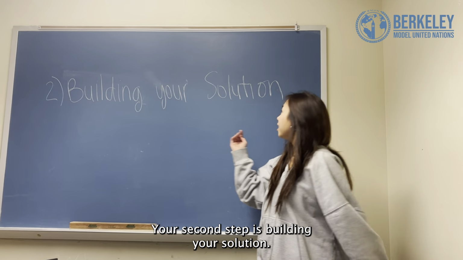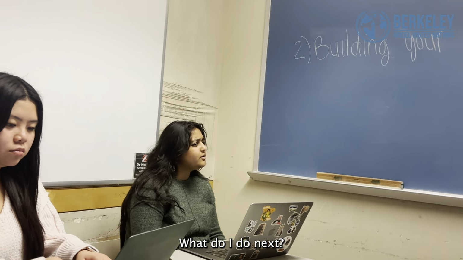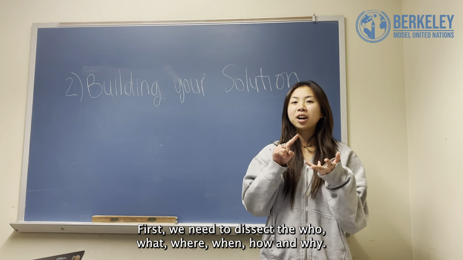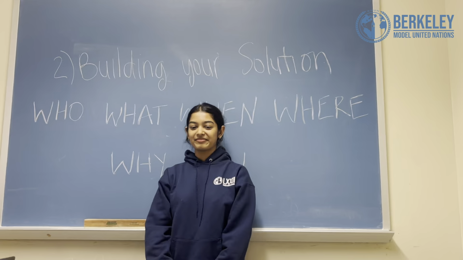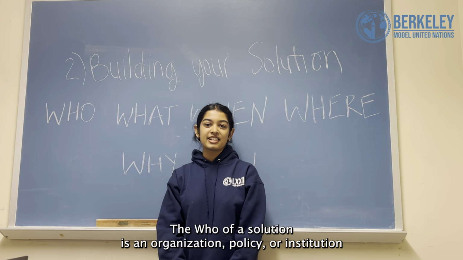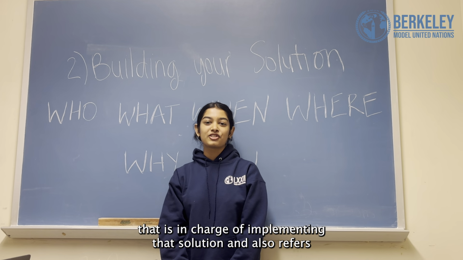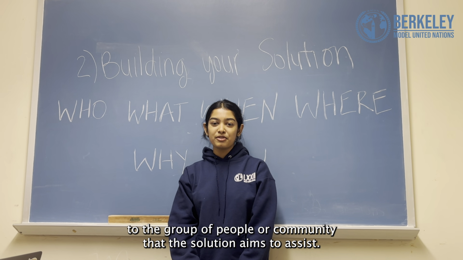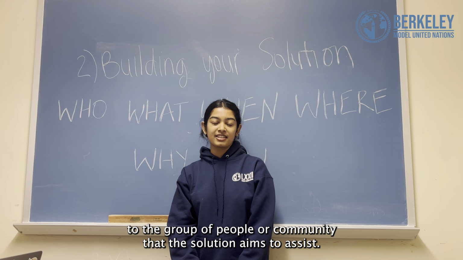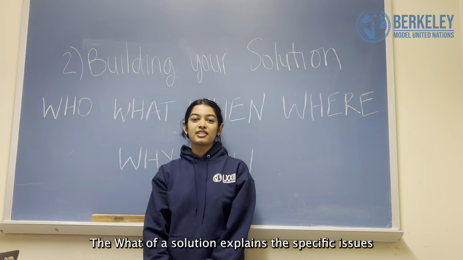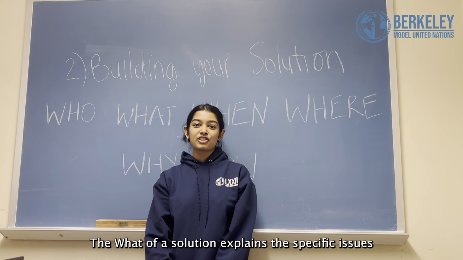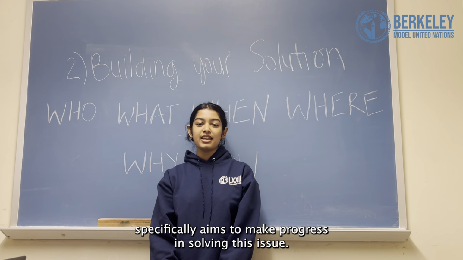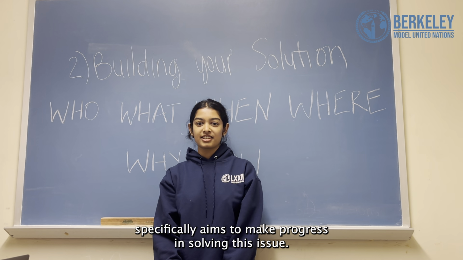Your second step is building your solution. What do I do next? First, we need to dissect the who, what, where, when, how, and why. The who of a solution is an organization, policy, or institution that is in charge of implementing that solution, and also refers to the group of people or community that the solution aims to assist. The what of a solution explains the specific issues the solution aims to address and how the solution specifically aims to make progress in solving this issue.